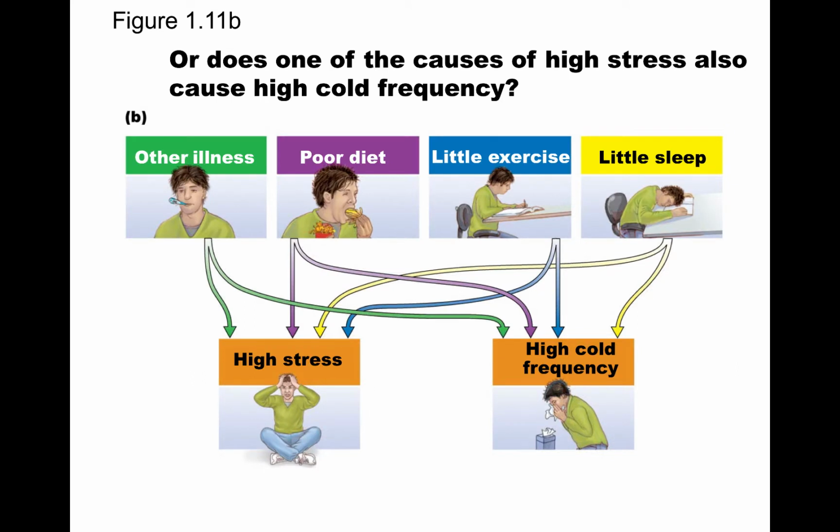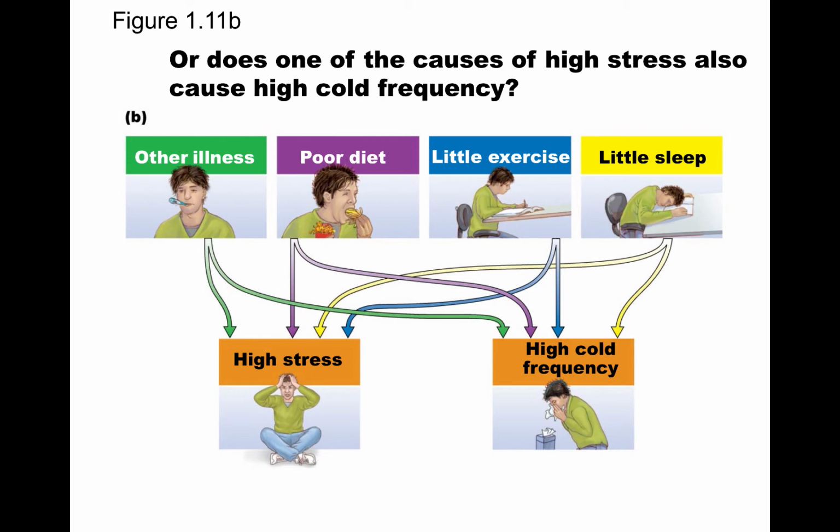Or does one of the causes of high stress also cause high cold frequency? Okay, in this case, there would be alternative hypotheses at play. Typically, people that have other types of illnesses are more susceptible to colds, so they're going to have a higher cold frequency. Also, having other illnesses can lead to high amounts of stress. So it's not that the stress is leading to high cold frequency, it's the fact that the individual has other illnesses.